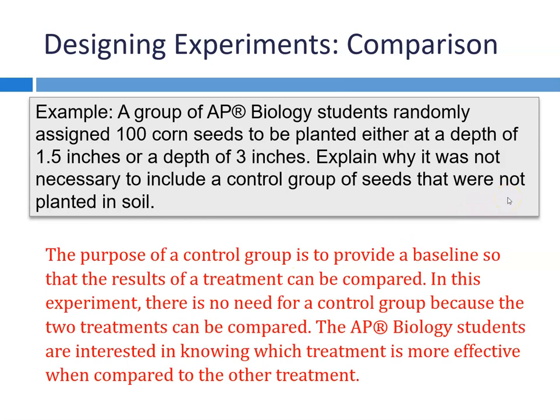The purpose of a control group is to provide a baseline so that the results of a treatment can be compared. In this experiment, there is no need for a control group because the treatments can just be compared. The AP biology students are interested in knowing which treatment is more effective when compared to the other treatment. So a control group isn't going to be necessary there.